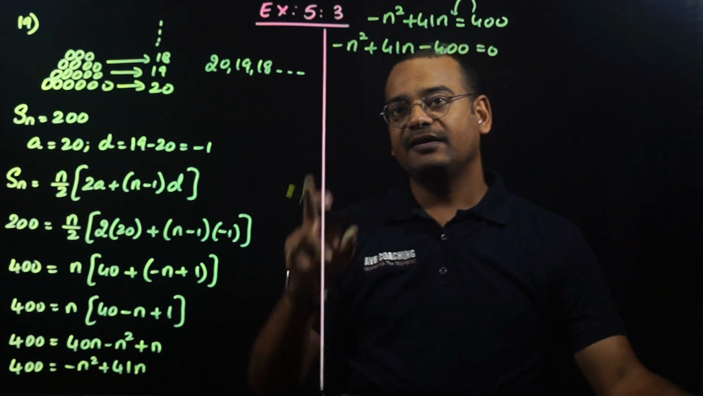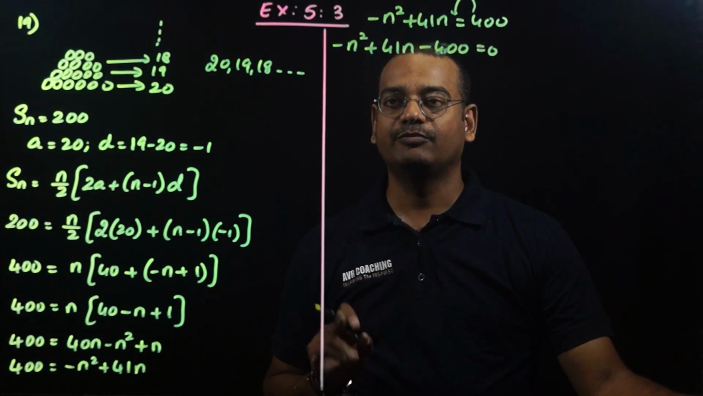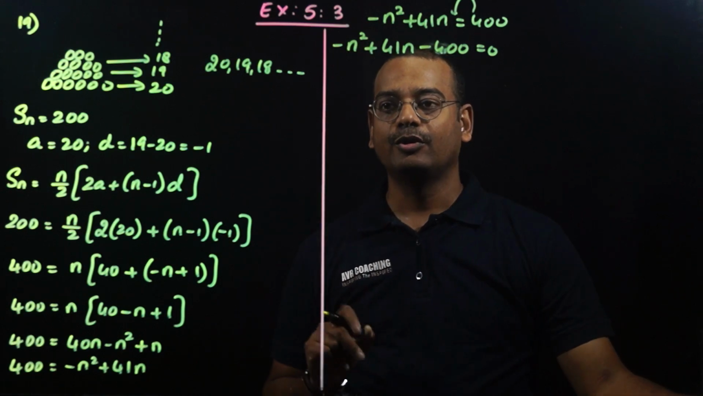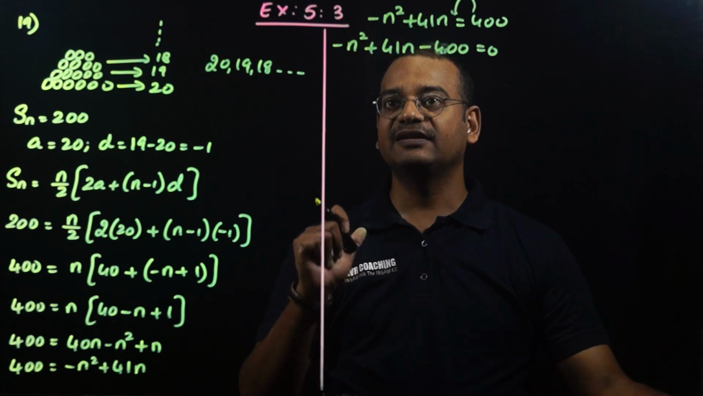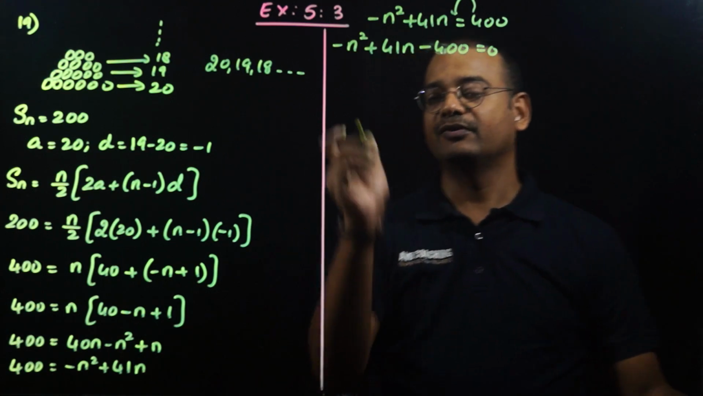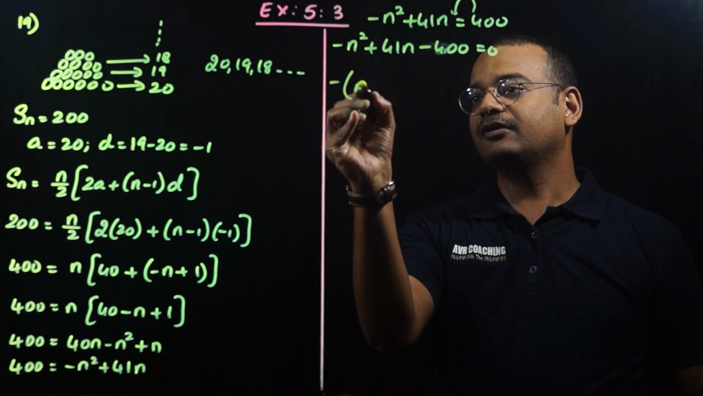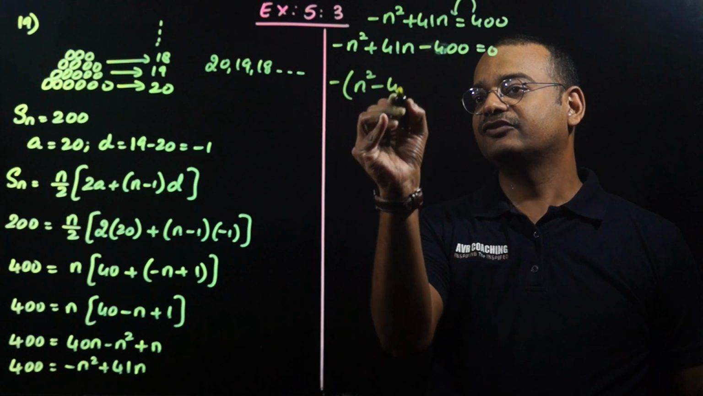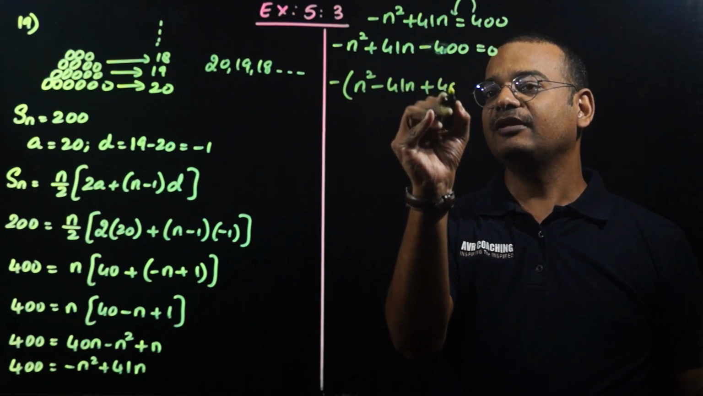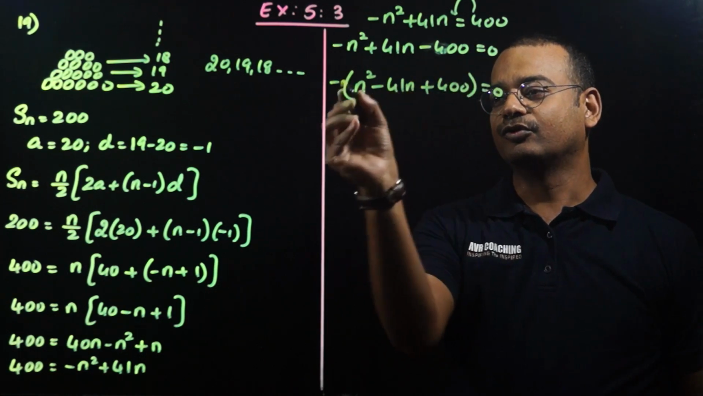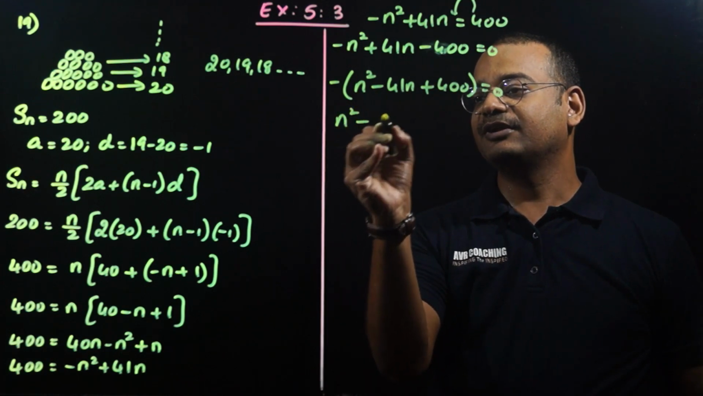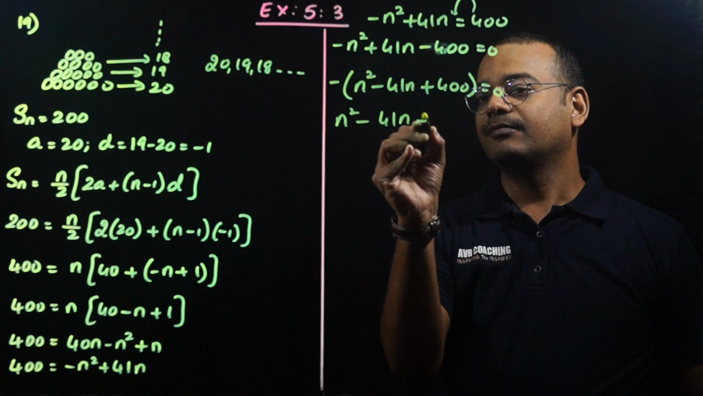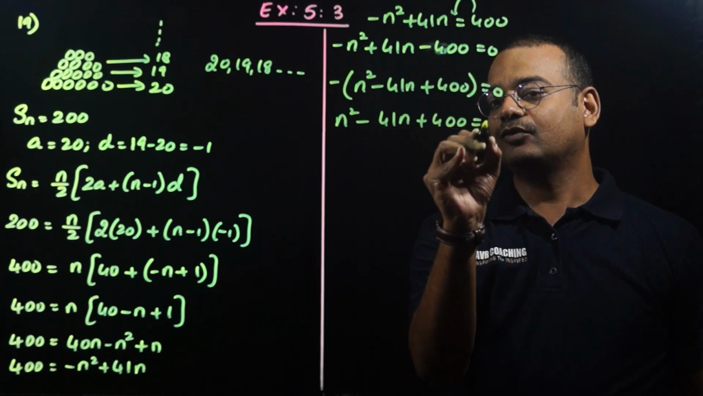Now clearly it is a quadratic equation because the highest degree is 2. But the thumb rule of a quadratic equation is that the square term should not be negative. So we will take minus common here, so signs will change. This will be n square minus 41n plus 400 is equal to 0. The minus comes to the right hand side and becomes plus.